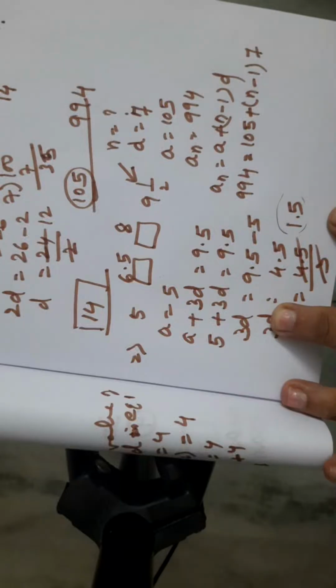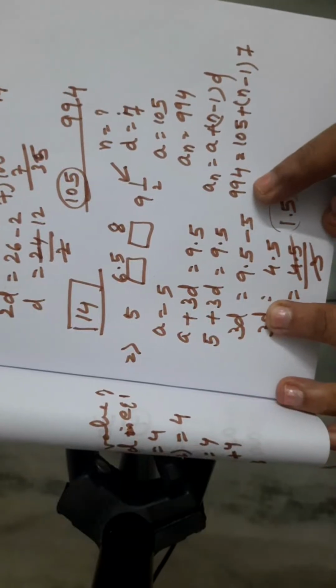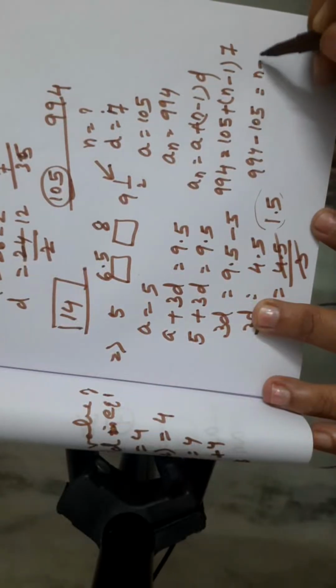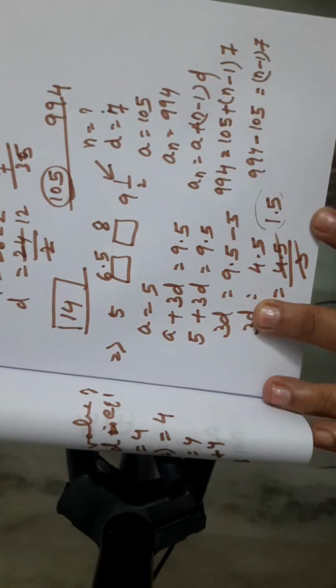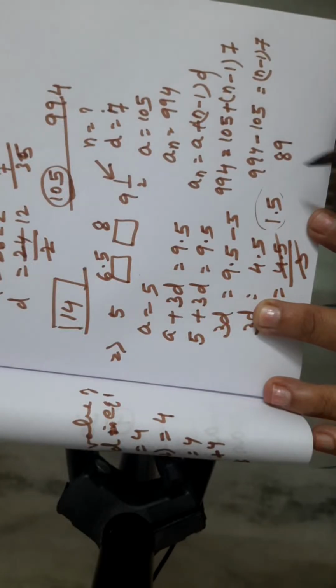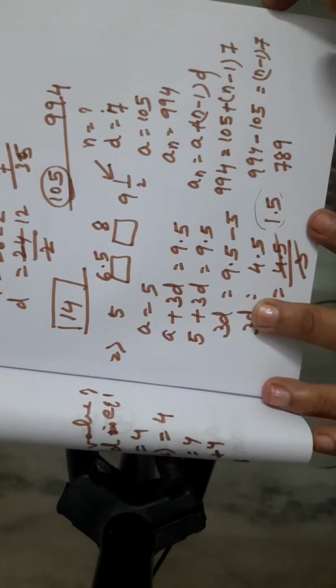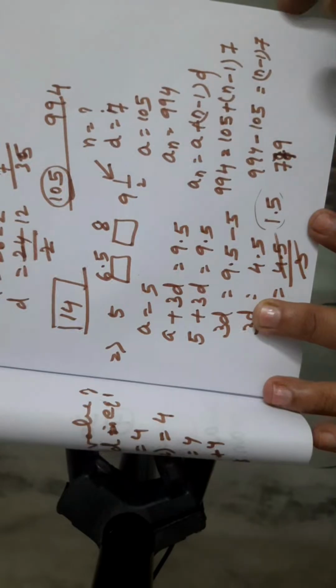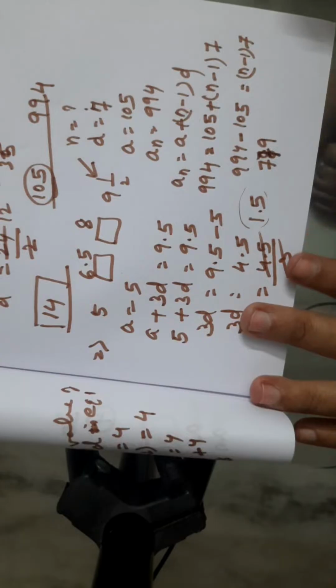D is 7. So as I told, first you need to shift this number towards the left. So 994 minus 105 is equal to N minus 1 multiplied by 7. Now subtract them. So 994 minus 105, because we got 9. 8 minus 1 is 7. Now divide them and find the value, and finally you can calculate the value of N.